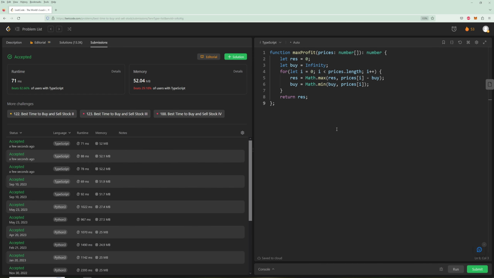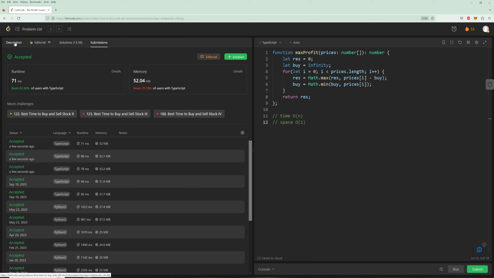But anyway, let's go over the time and space for this one. So essentially for the time, we are looping through all of our prices, so it's O(n), and all of these are O(1). This is O(1), O(1), everything's O(1). And for the space, it's going to be O(1) because we have a result and a buy, which are just two variables. We don't make any more, we just have two. So that's going to be that.